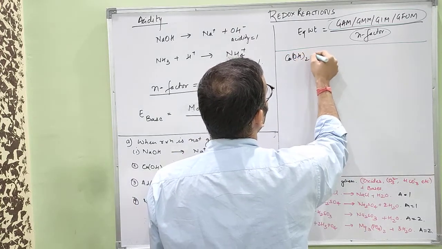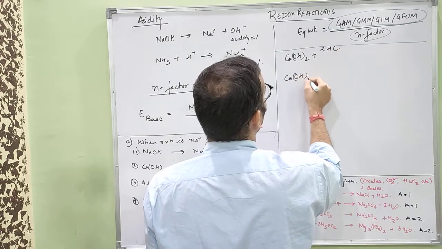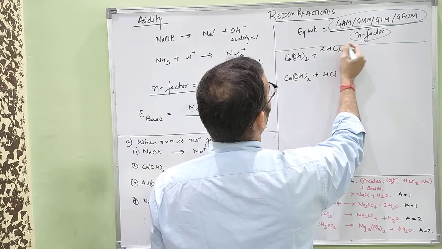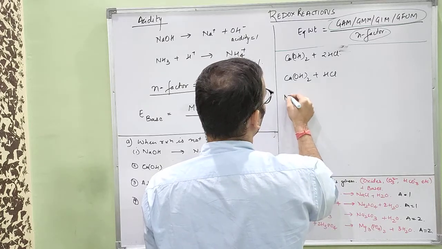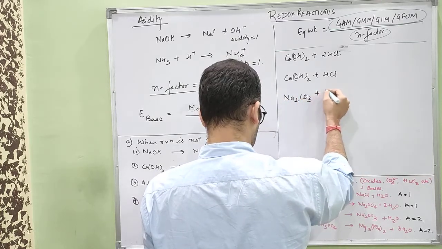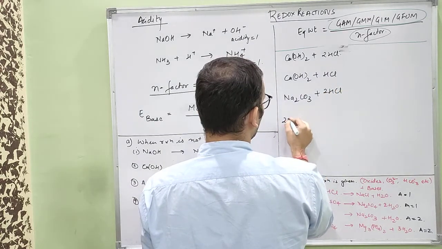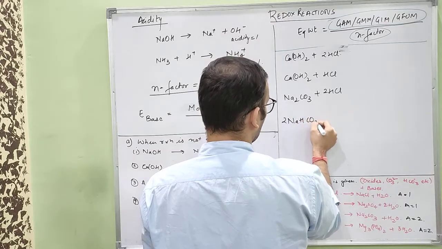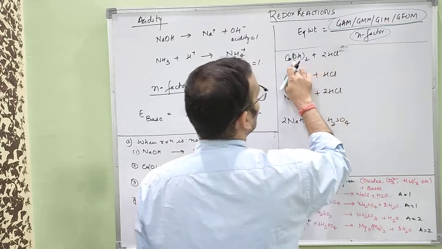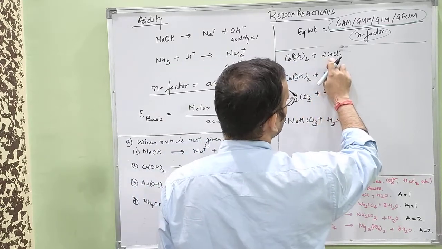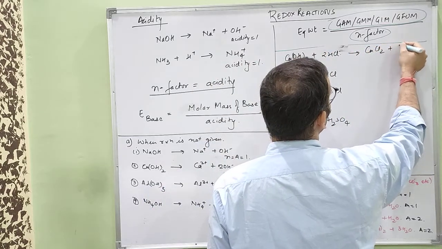Ca(OH)2 plus 2HCl. Ca(OH)2 plus HCl. Na2CO3 plus 2HCl. NaHCO3 plus H2SO4. If we take a look at this over here, 2 OH minus will combine with 2 H plus. So what we can say is, basically in this reaction we will get CaCl2 plus 2H2O.